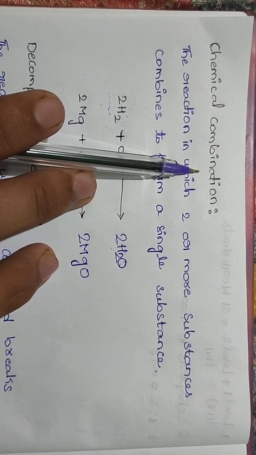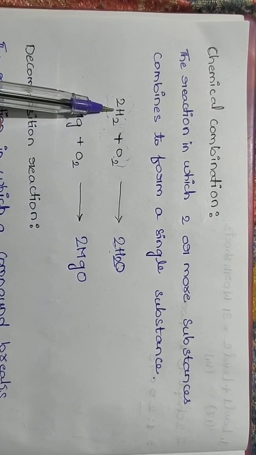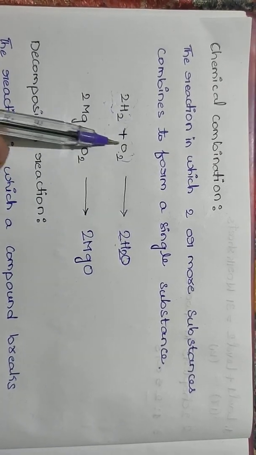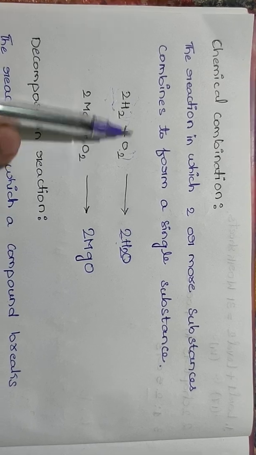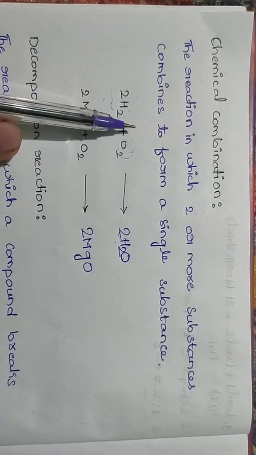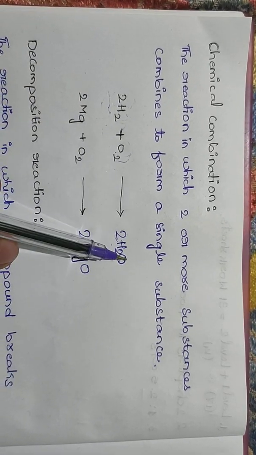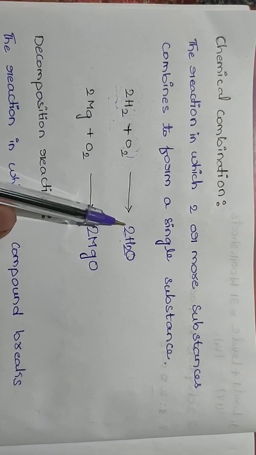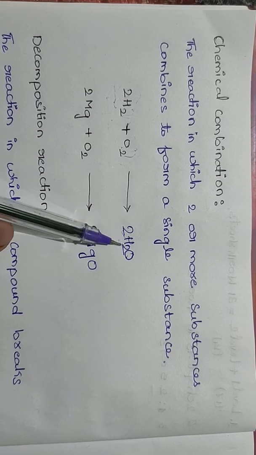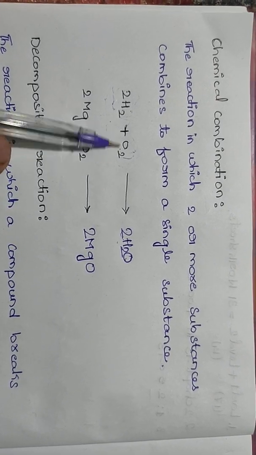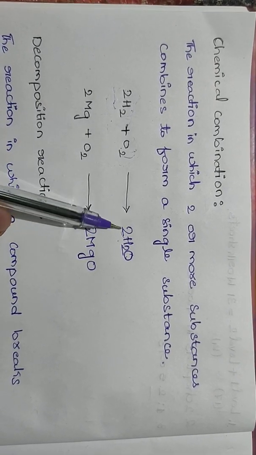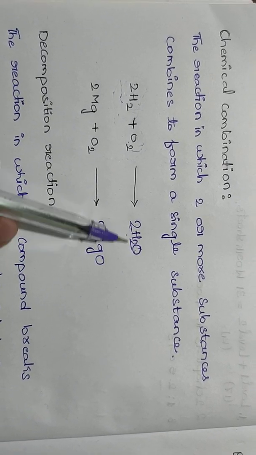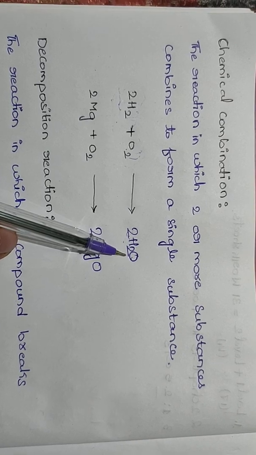Hydrogen is one substance and oxygen is one substance. These two substances are combining together to create a new substance. Here we have four molecules of hydrogen, so two here, two here, and two molecules of oxygen. This is nothing but water, H2O.